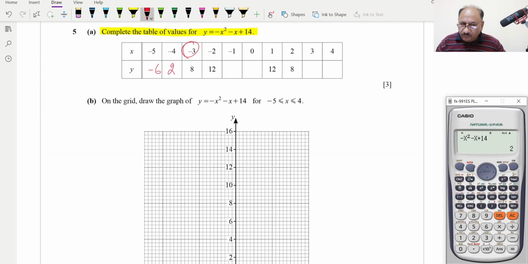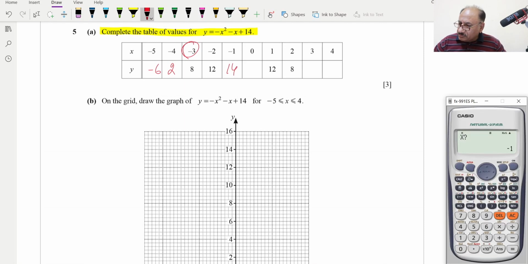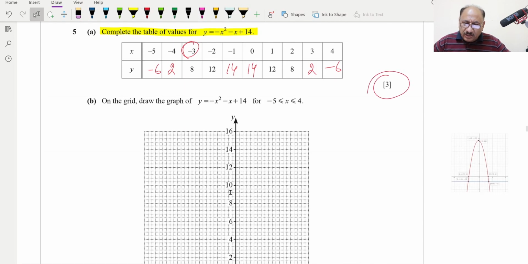Then we can calculate for minus 1. So calculate for minus 1, and this is equal to 14. So this will be 14. Now we can calculate for 0. Calculate for 0, and this is equal to 14 again. So 14 here, and then calculate for 3. Calculate for 3, and this is equal to 2, and we can write a value over here. Then calculate for 4. Calculate for 4, and this is equal to minus 6. So this is minus 6. We are done with this 3 marks part.